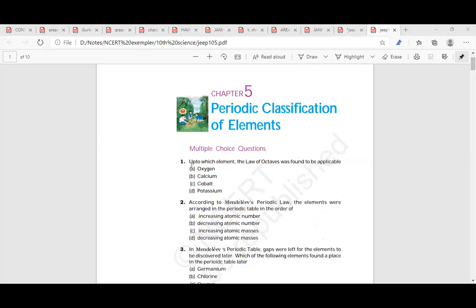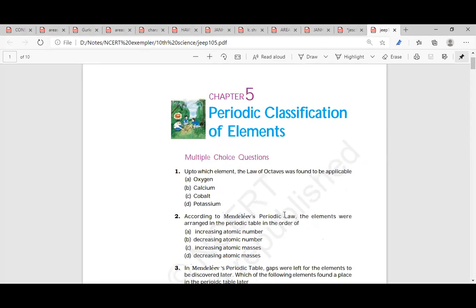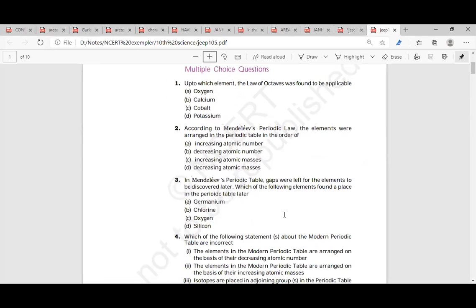Up to which element was the law of octaves found to be applicable? Calcium. According to Mendeleev's periodic law, the elements were arranged in the periodic table in the order of increasing atomic masses. In Mendeleev's periodic table, gaps were left for elements to be discovered later.